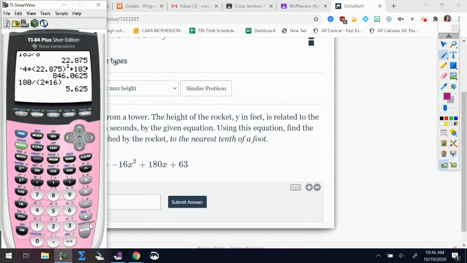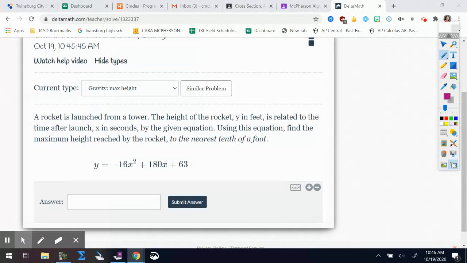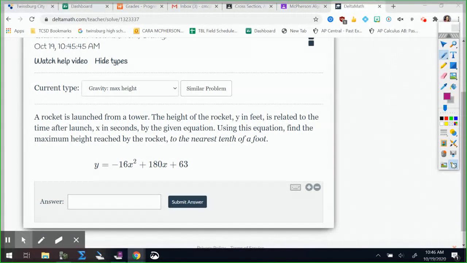So if it asks for time, that is the time that it takes to get to the peak. So again, if you think about your parabola, I'm going to draw a little picture on my screen here. 5.625 is how long it takes to get to the vertex.